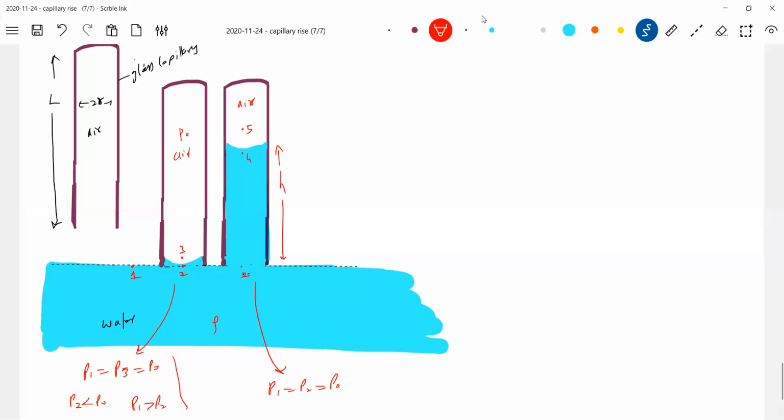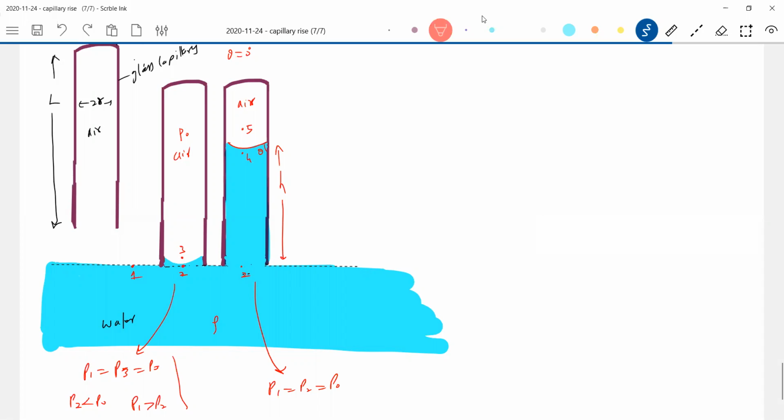Let R be the radius. Angle of contact, let's assume 0 to make things a little bit easier. The theta actually will come here. Now, what do you expect the pressure at 5 to be? Anybody want to answer? Will it be P naught, less than P naught, or more than P naught?